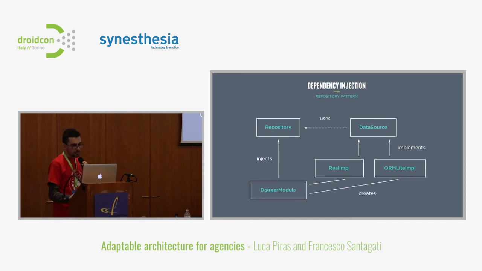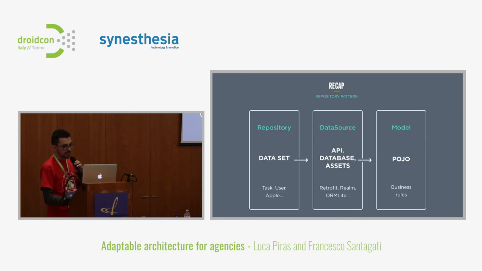Then, for a quick recap, here we have a simple schema that summarizes our three elements: models, data source, and repository. You must always keep in mind that this is only a basic schema, and these are the objects that we use in most situations, but you may need to add more elements to this diagram.